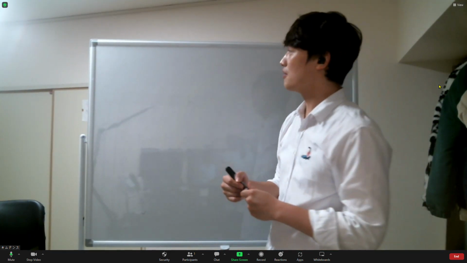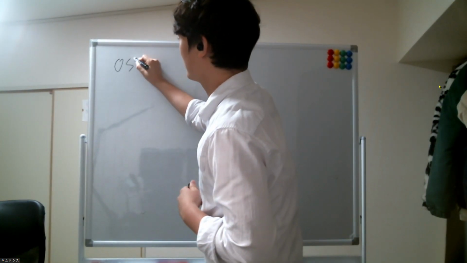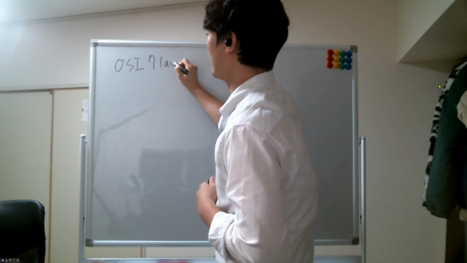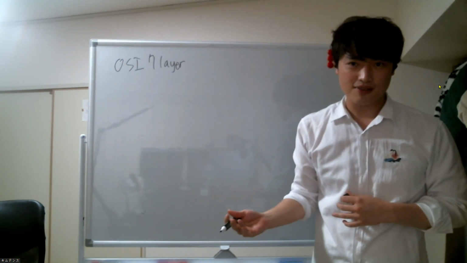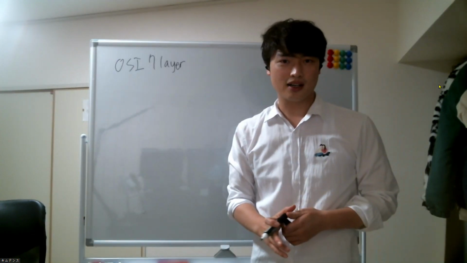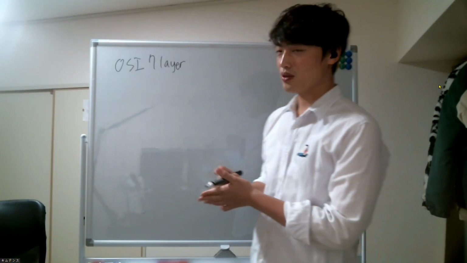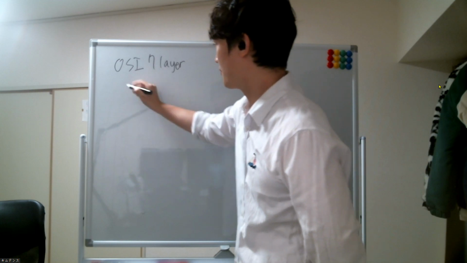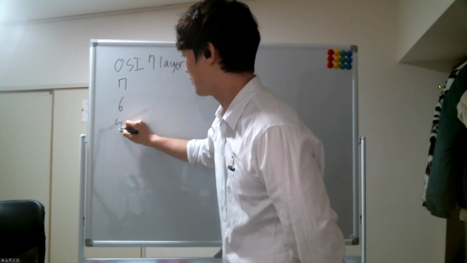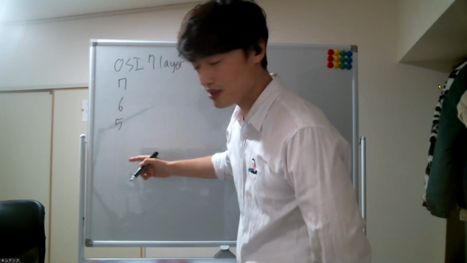So today I'm going to talk about the OSI 7-layer. Before the OSI 7-layer, there were no unified connection rules for transmitting data. As the name says, there are 7 layers, from 7, 6, 5. I'll start from 7 and go backward.